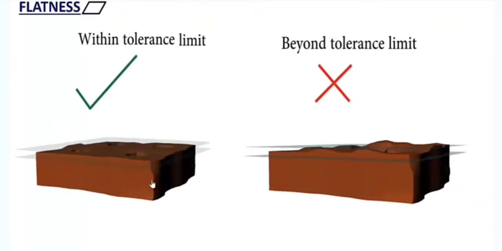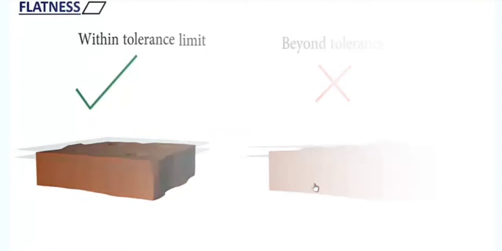In this diagram you can see there are two planes created. For the first figure, all the points are lying within the two parallel planes, so this component will be accepted. And the second one, you can see a projection here, meaning that one particular point on the surface is beyond your tolerance limit, exceeding the parallel plane, so this component will be rejected.